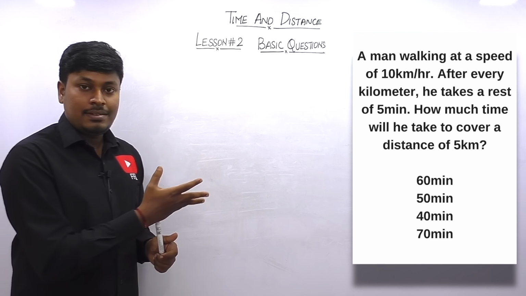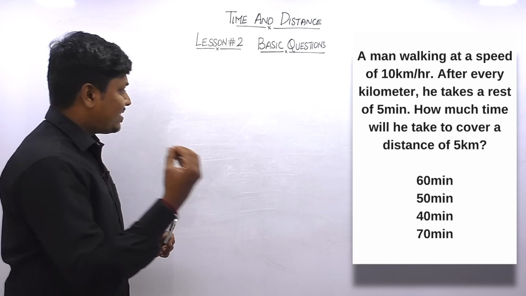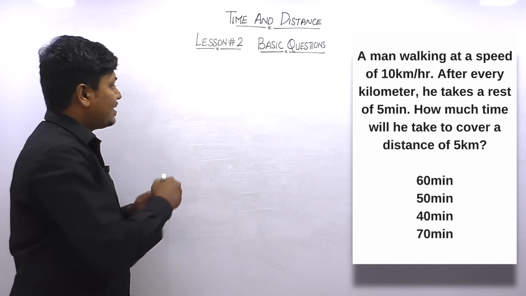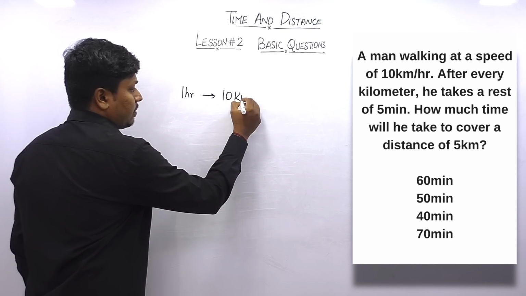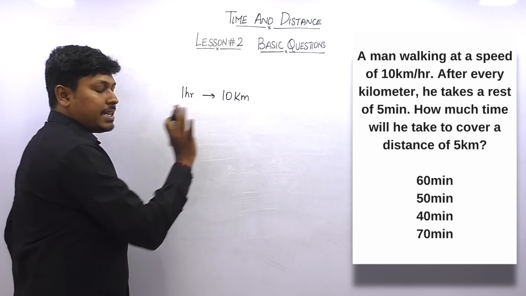So if we do like this, then how much time will it take to reach 5 km? Easiest question, listen carefully. The easiest way to calculate this question is without a formula. Just see here: in 1 hour, he will travel a distance of 10 km. 10 km per hour means for 1 hour, he will travel 10 km.